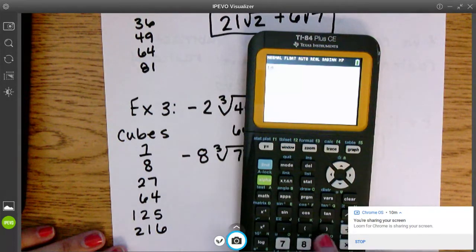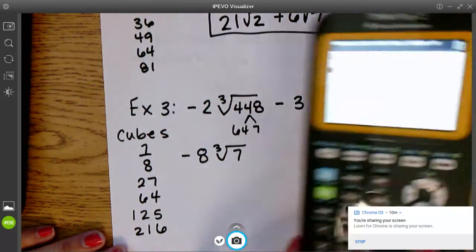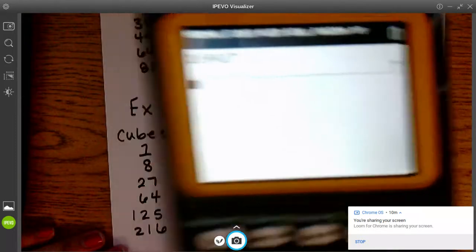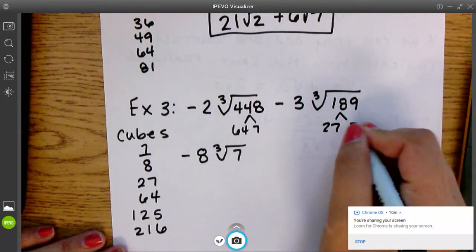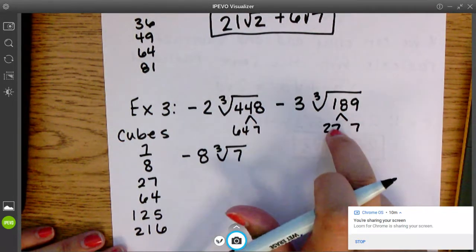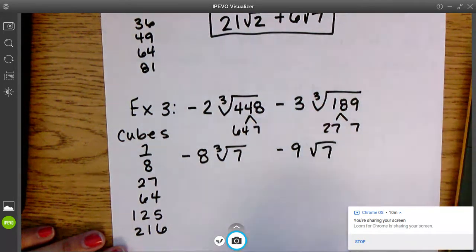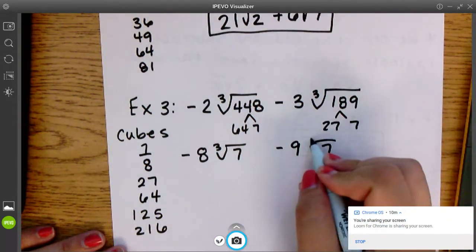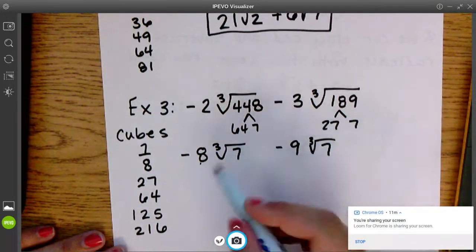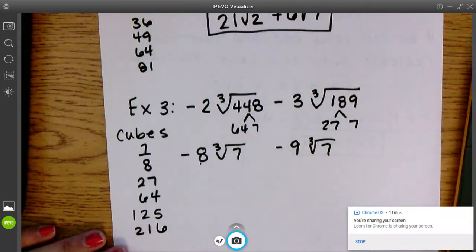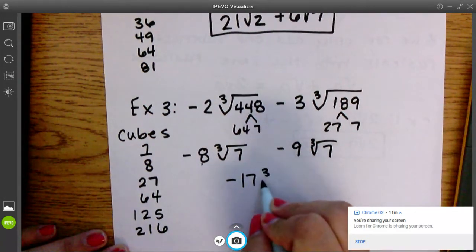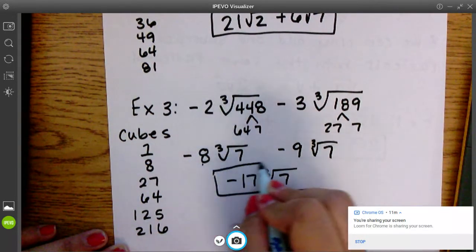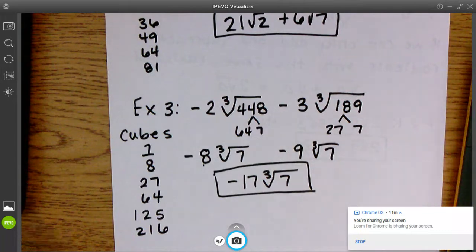189 divided by 8? No, it wouldn't be divisible by 8. 189 divided by 27. Yeah. 189 divided by 27 is 7. Cube root of 27 is 3. 3 times 3 is 9. And I have a 7 left over. Negative 8 and negative 9. When I put those together, that's 17. Oh, that's a cube root of 7. My bad. Negative 8 minus 9 is negative 17. Ta-da! And I get 1 radical.